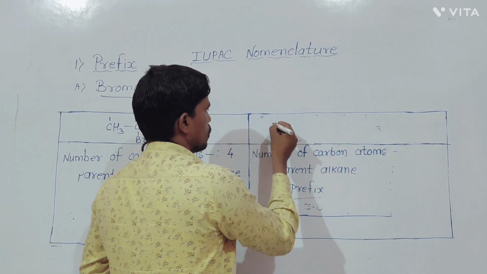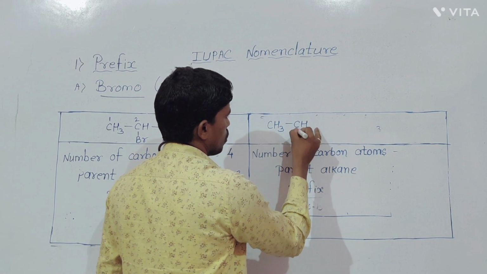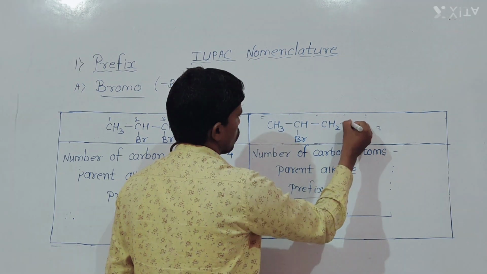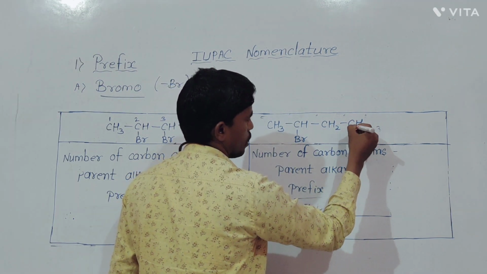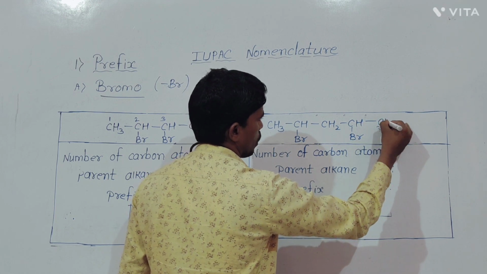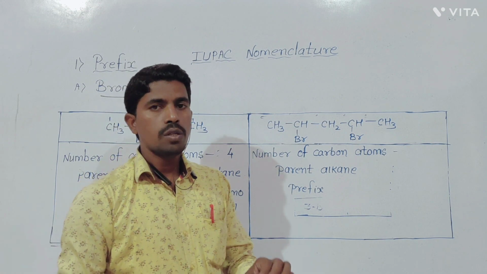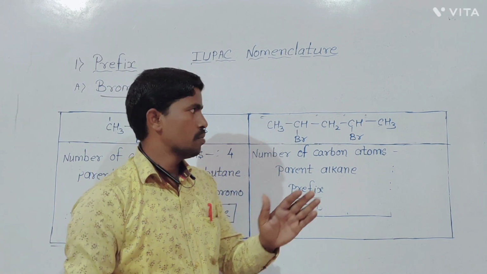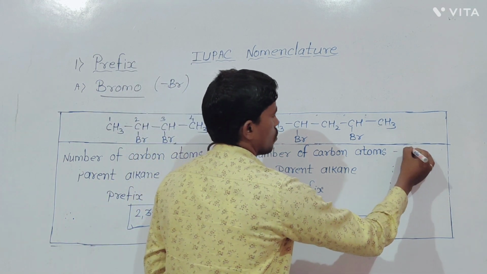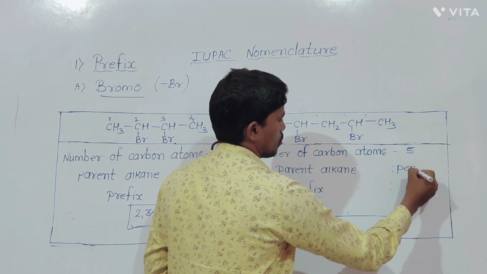Here CH3, CHBr, CH2, CHBr and here CH3. So select the longest continuous chain of carbon atoms. Here the number of carbon atoms is 5 and the parent alkane is pentane.